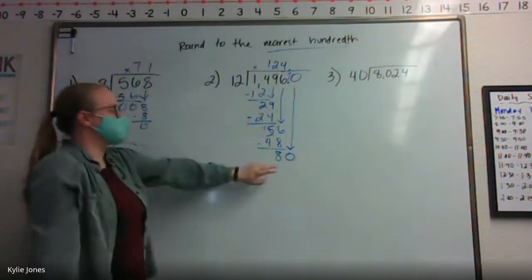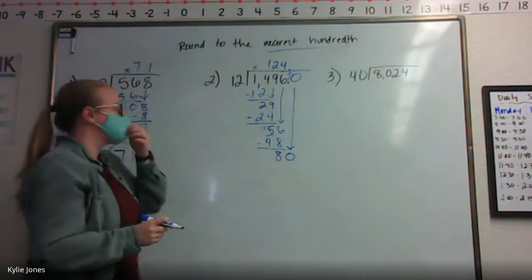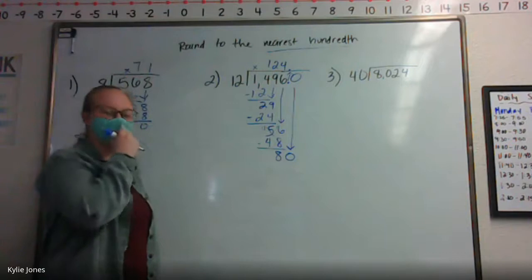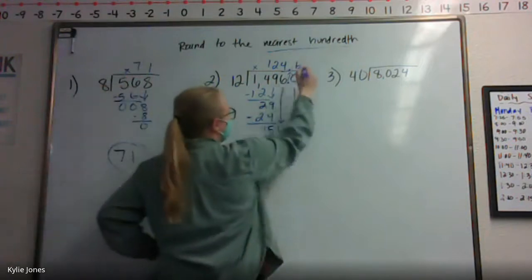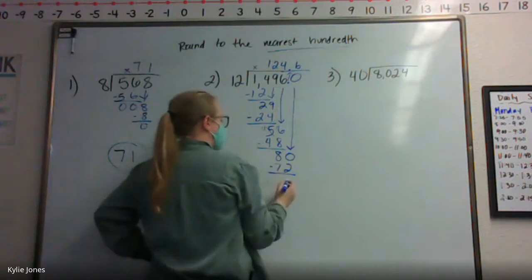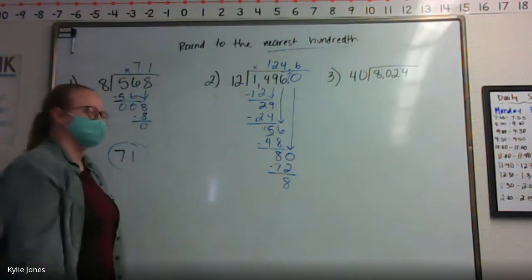So does 12 go into 80? How many times? Not 7. Six. 7 is too much. 6. And you get 72. Subtract again, you get 8. We got to do one more thing, then we're done with this problem.